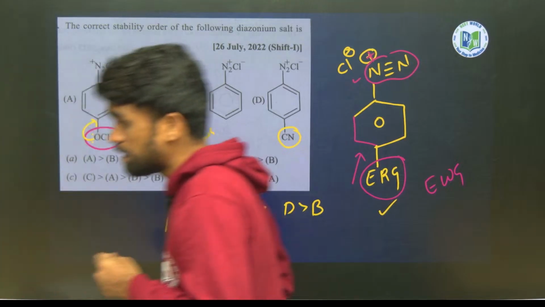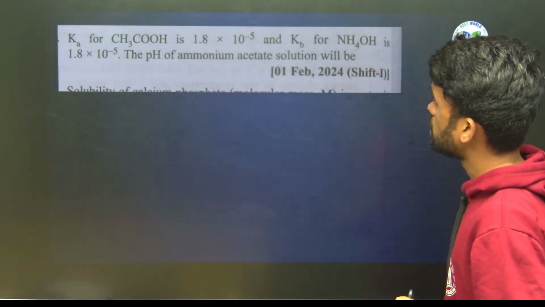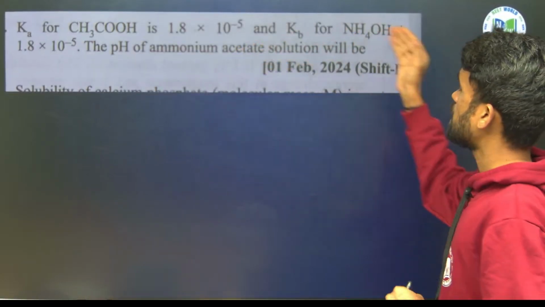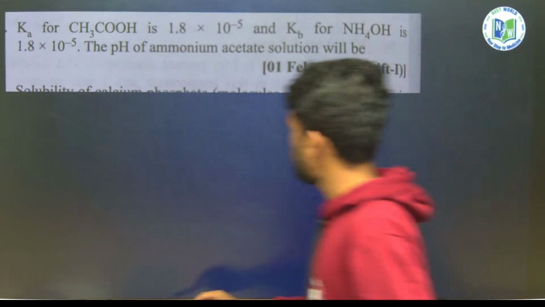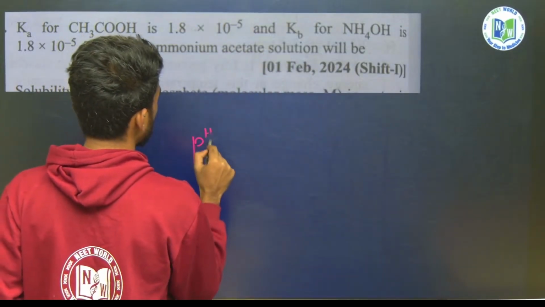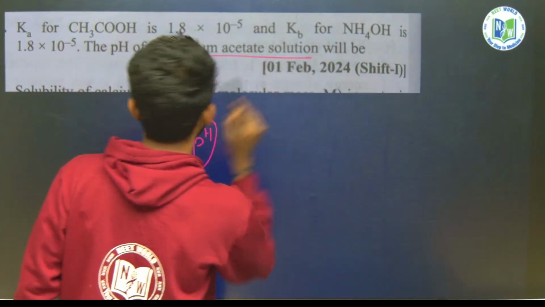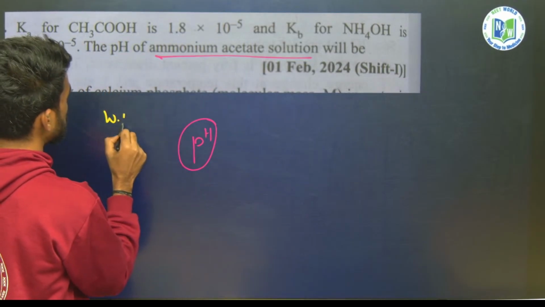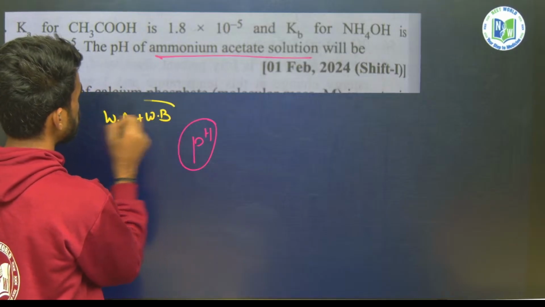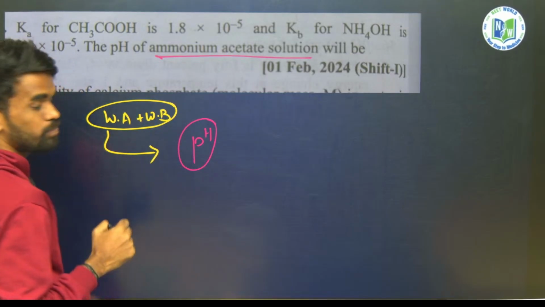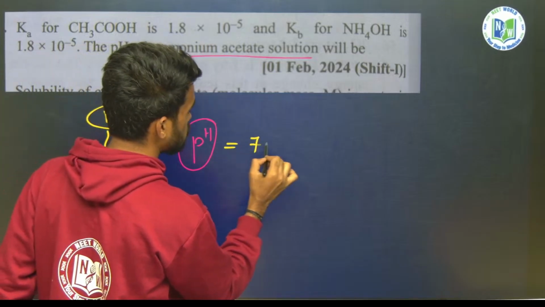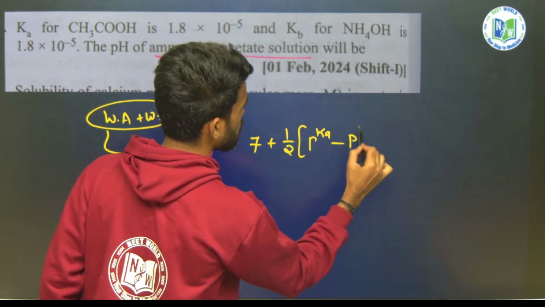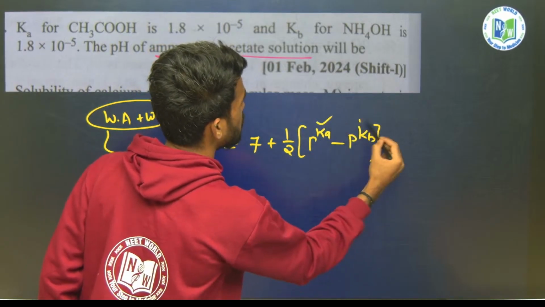Yeah, next here we have a few more questions. Tell me, Ka and Kb of a weak acid and a weak base are given, and they are asking for the pH. So how can you find the pH of this kind of salt solution? Very easy. This salt is formed from the combination of a weak acid and a weak base. Therefore the resultant salt solution pH will be calculated using pH equals 7 plus half into pKa minus pKb. That's it. So how do we get the pKa and pKb values here?